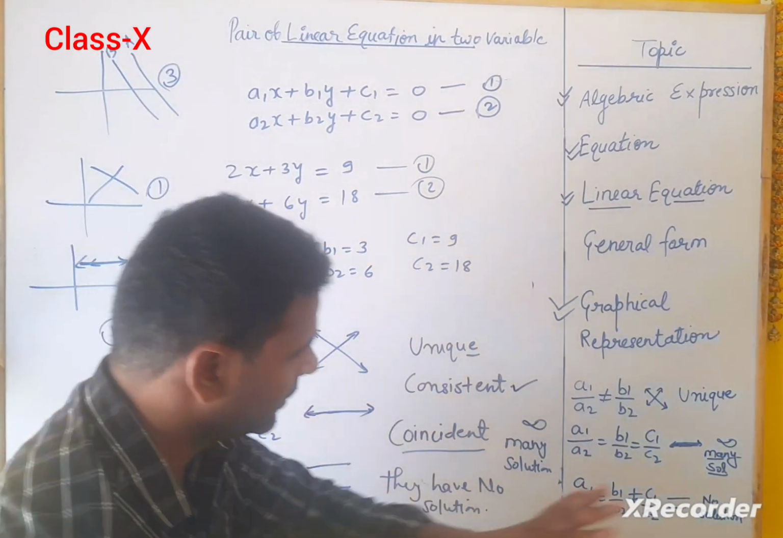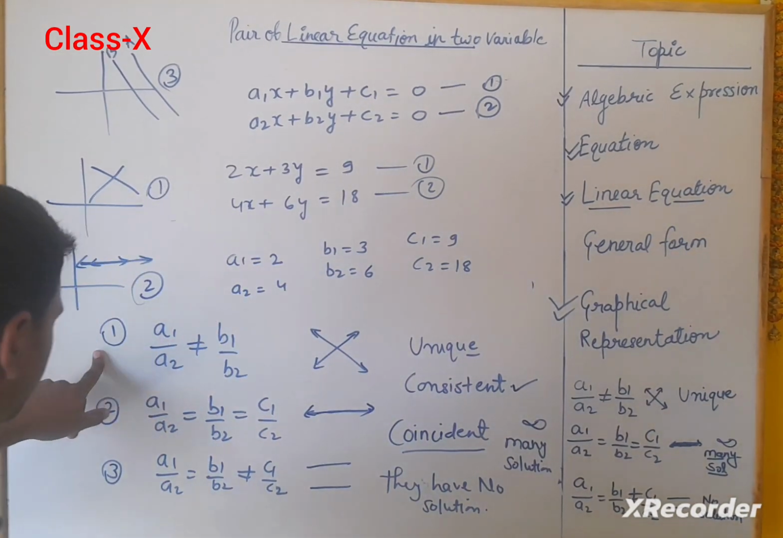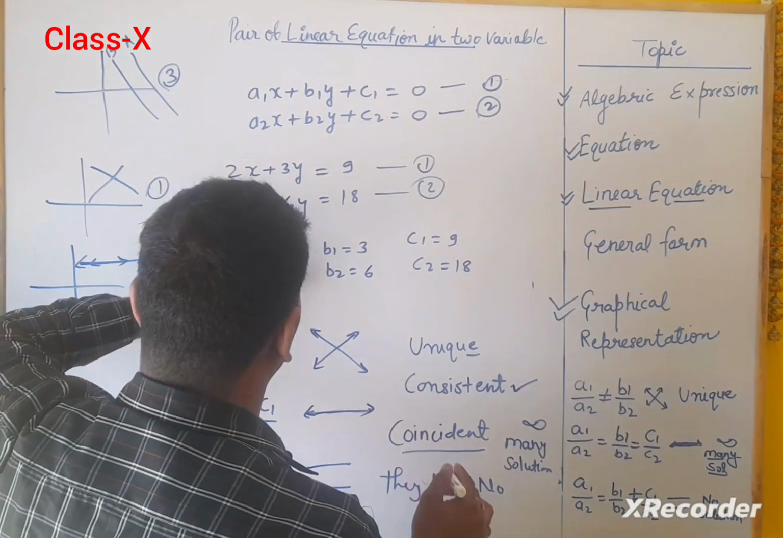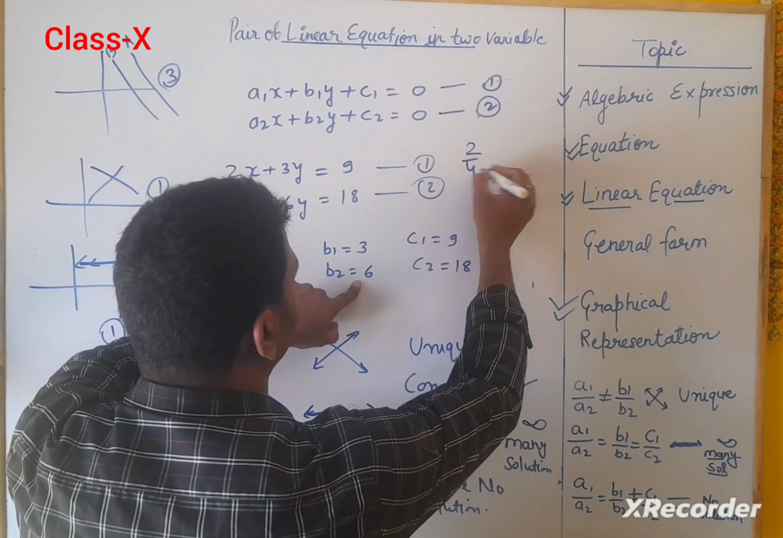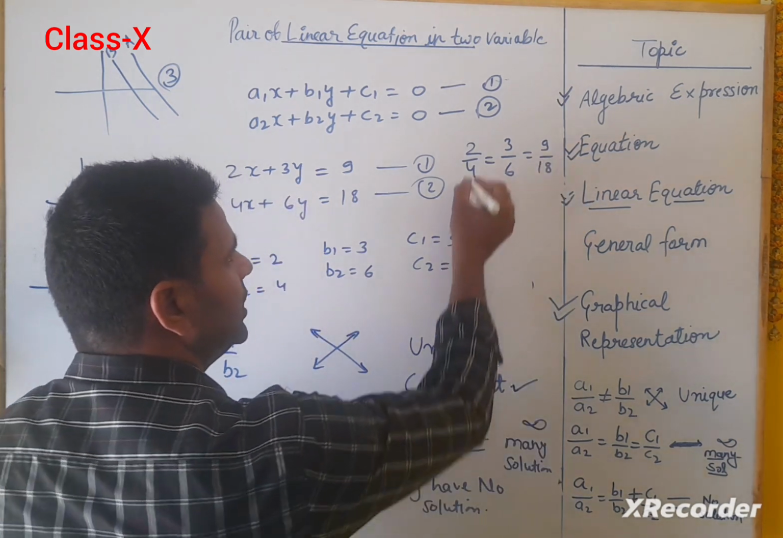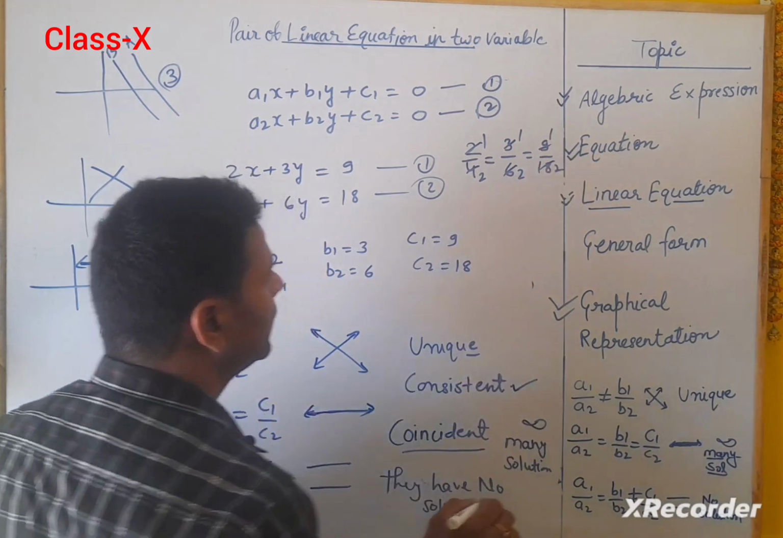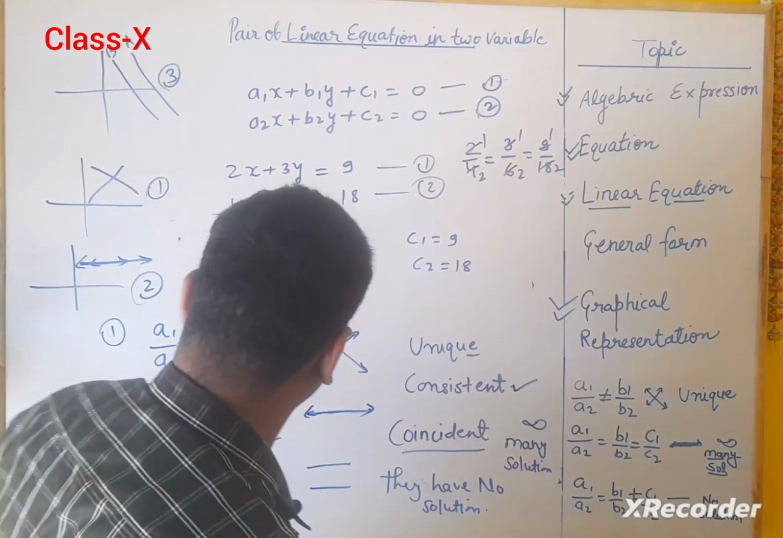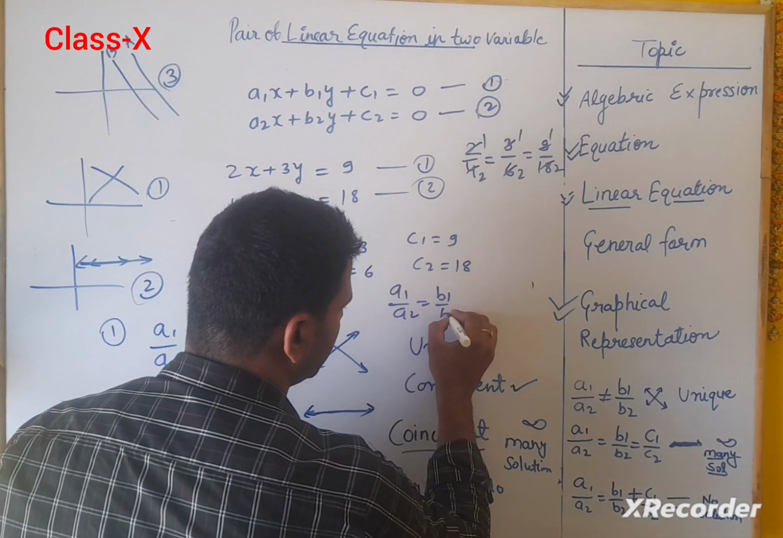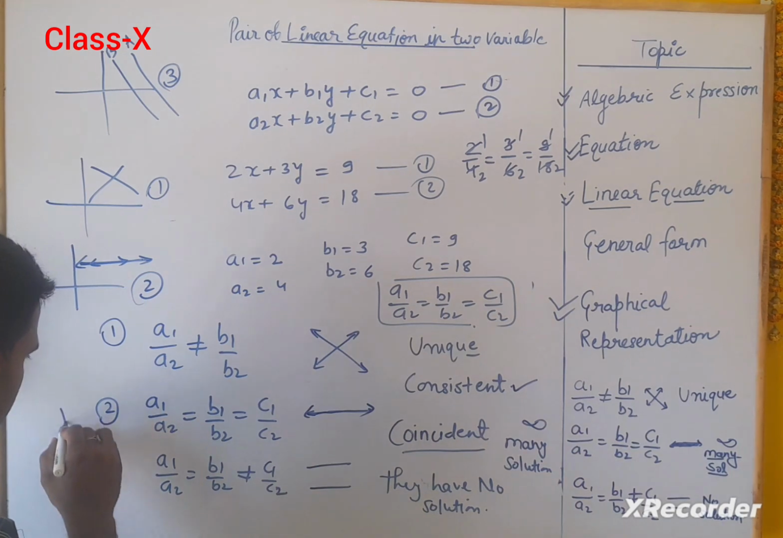Clear? So once again, let's repeat. I have taken two equations here. Let's see which condition it follows: first, second, or third. So we can see here 2 upon 4 equal to 3 upon 6 equal to 9 upon 18. Two 1s are 2, two 2s are 4, three 1s are 3, three 2s are 6, nine 1s are 9, nine 2s are 18. So we get 1 upon 2 every time. It means a1 upon a2 is equal to b1 upon b2 is equal to c1 upon c2. So which condition is it? It is the second condition.